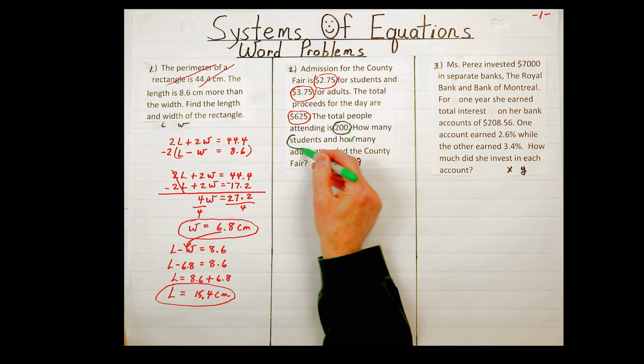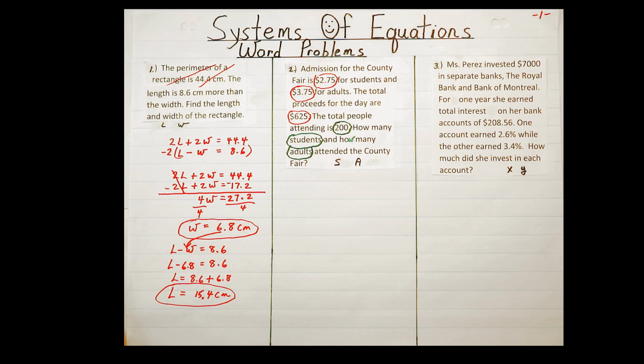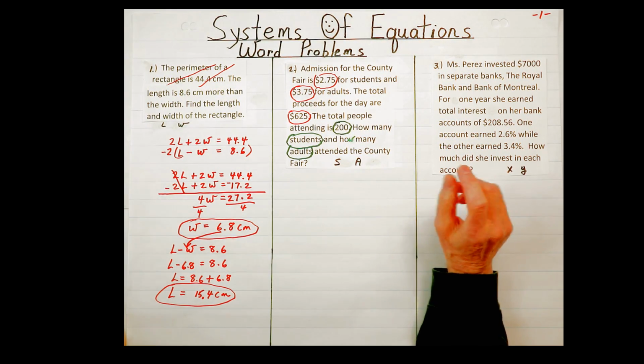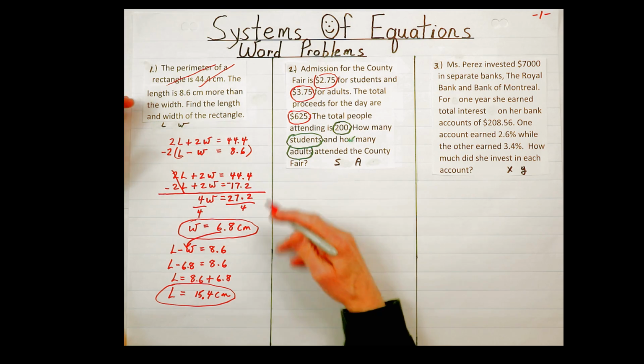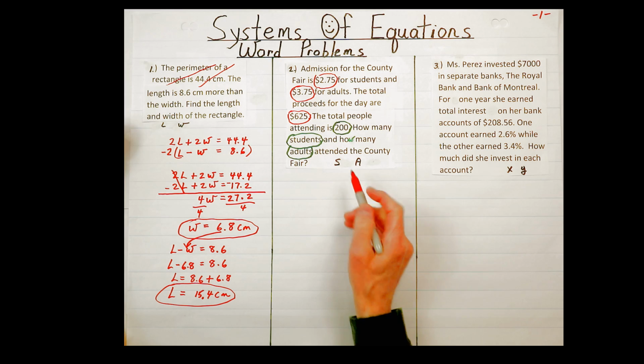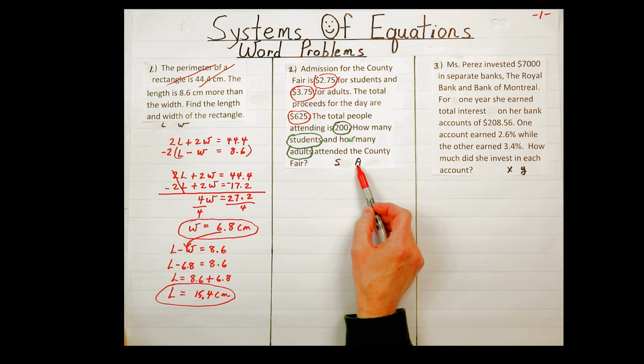Okay, so students and adults. So this is one of these equations that has two totals. It has a total amount of money. Let's make that our first equation. Doesn't matter which is the first equation and which is the second equation. In my notes, I said, okay, let's do this one using S and A, the letters in the problem. So S for students, A for adults.